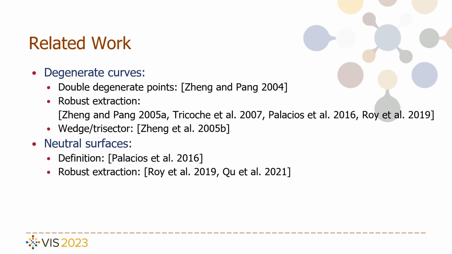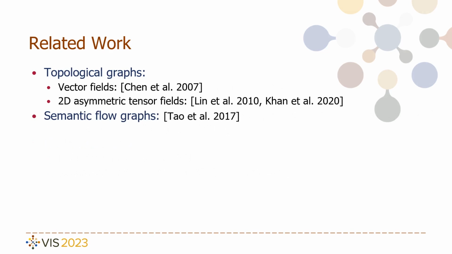Neutral surfaces were introduced by Palacios et al. Later, Roy et al. and Xu et al. provided robust and seamless extraction algorithms for neutral surfaces. The notion of topological graphs have been introduced for 2D vector fields and 2D asymmetric tensor fields. In addition, Tao et al. proposed the use of semantic flow graphs for vector fields.